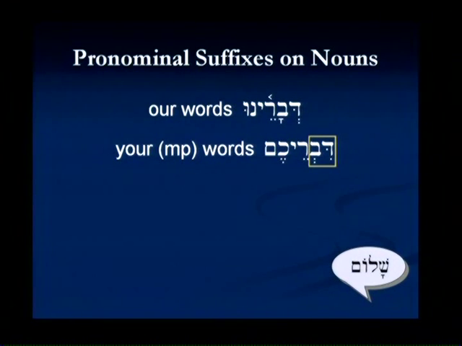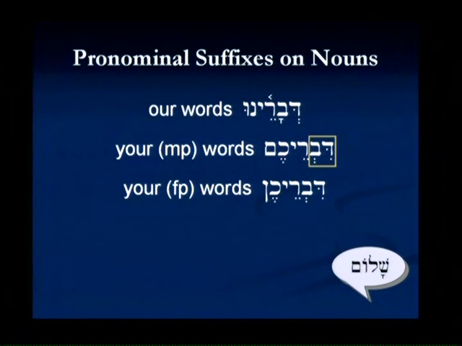Divrekem. Notice what's happened here. Because we had a schwa under the first letter, and then because we added a strong suffix that has to be accented, notice the accent is moved away from the resh to the ending. Therefore, the third syllable back has to be as short as possible, and therefore it drops to a schwa. We cannot have two schwas at the beginning of a word, so the first schwa changes to a hirik. That accounts for the hirik here. So it's divrekem, and it's a silent schwa. It closes the first syllable, makes it a short hirik. Divrekem. And in the feminine plural, divreken.